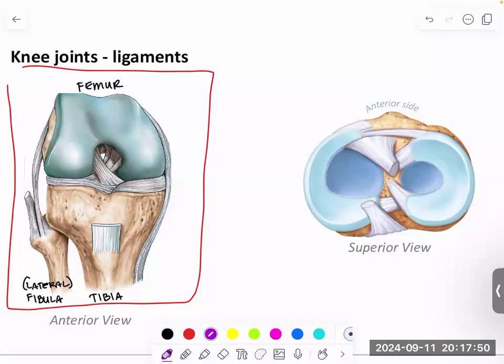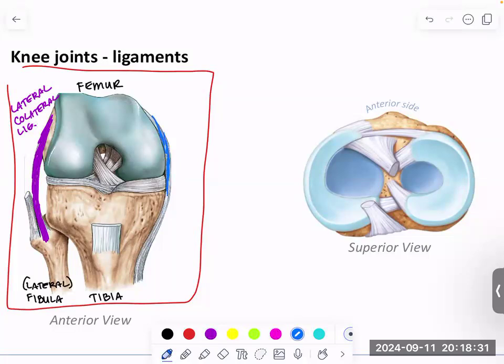Because I'm going to ask you to name that ligament in purple. Look, it's attaching the fibula to the femur. What side is it on? Is it on the medial or lateral side? Guess what that one's called? Lateral. LCL. Don't call it LCL. Close. Lateral collateral ligament. LCL, lateral collateral ligament.